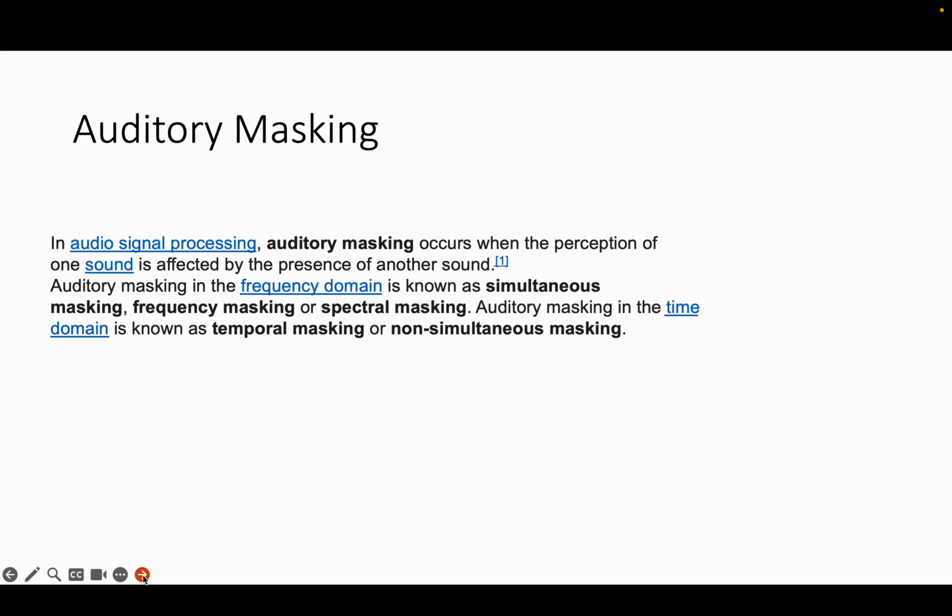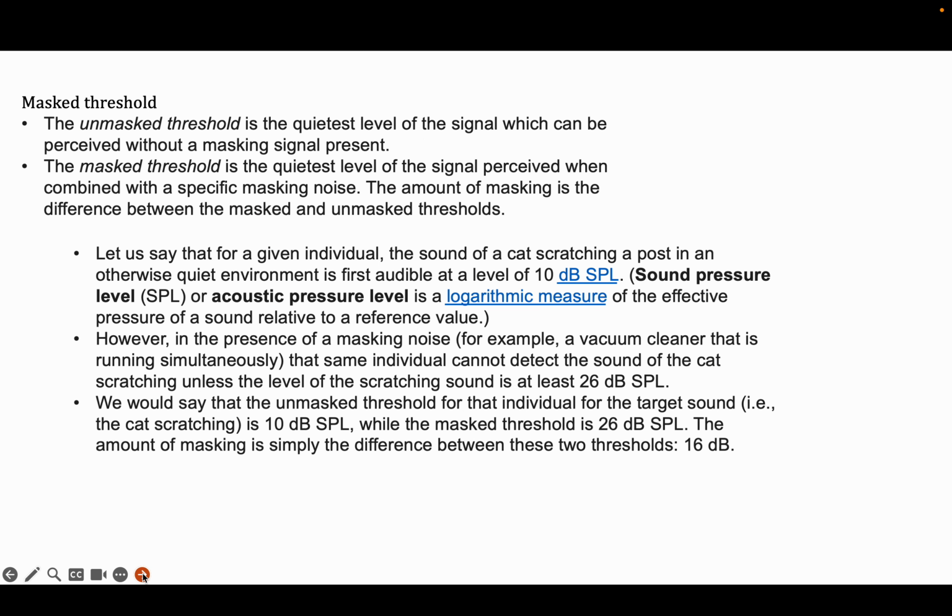So in auditory signal processing, auditory masking occurs when the perception of one sound is affected by the presence of another sound. In the frequency domain, this is known as simultaneous masking, frequency masking, or spectral masking. In the time domain, it's known as temporal masking or non-simultaneous masking.